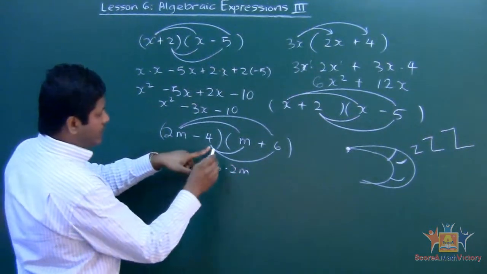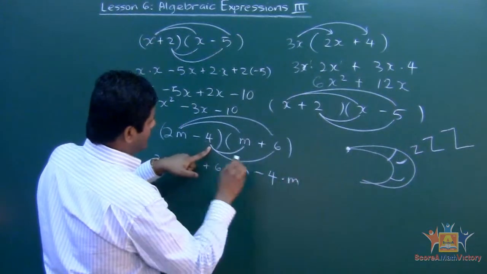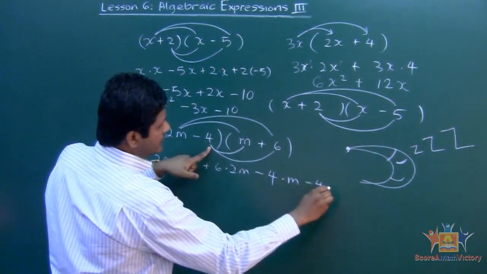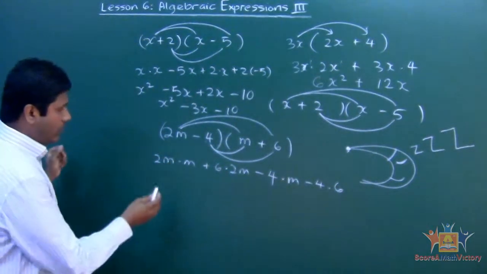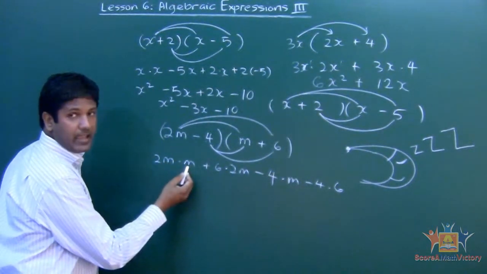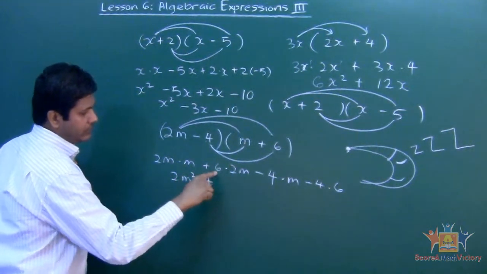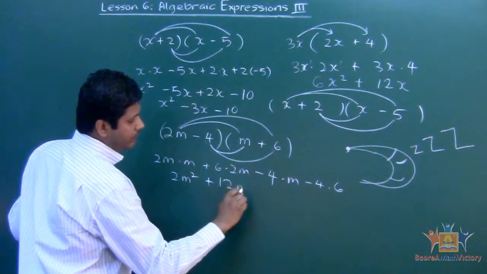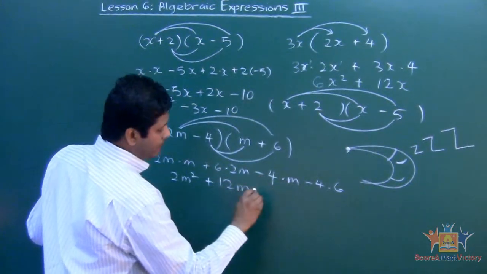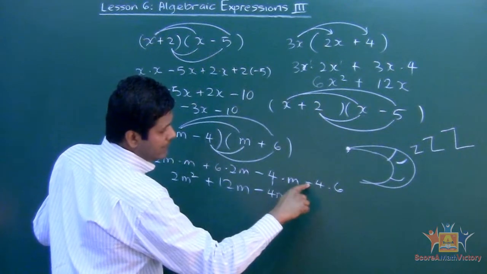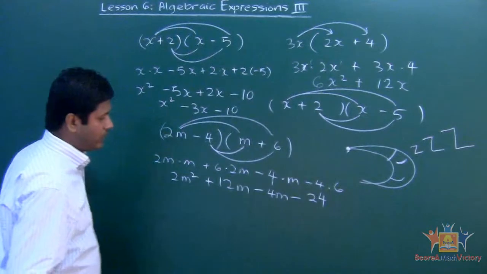Alright? And then you start with this one. See, negative 4. Negative 4 times m. Negative 4 times plus 6. See that? So now solve it. 2m times m, 2m squared. 6 times 2, 12m. Because that one 12, and then you put the m back. Negative 4m. Negative and positive will be negative. 4 times 6, 24.